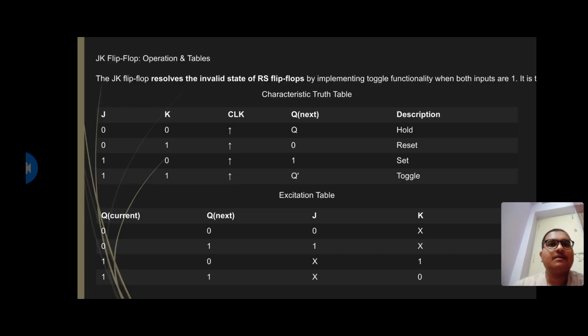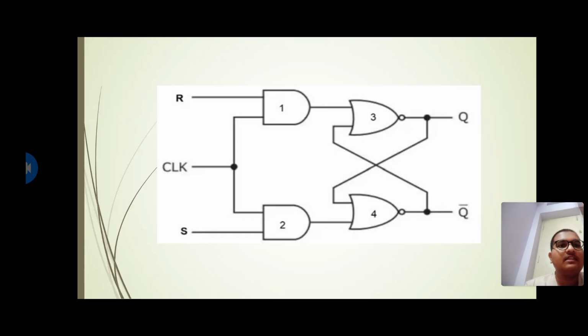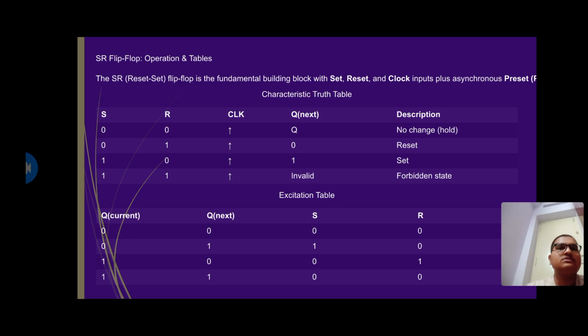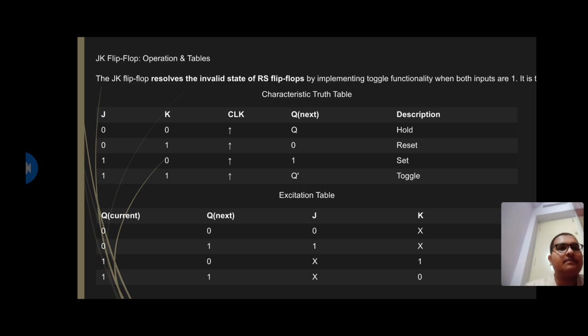Next, let us come to JK flip-flop operation and tables. The JK flip-flop resolves the invalid state of RS flip-flop by implementing the toggle function. When both inputs are 1, it is toggle. Here in SR flip-flop, we have checked that when S and R are 1 and clock is rising, the state is invalid. So we use JK flip-flop for this state to be implemented, and that state is here named as toggle state.